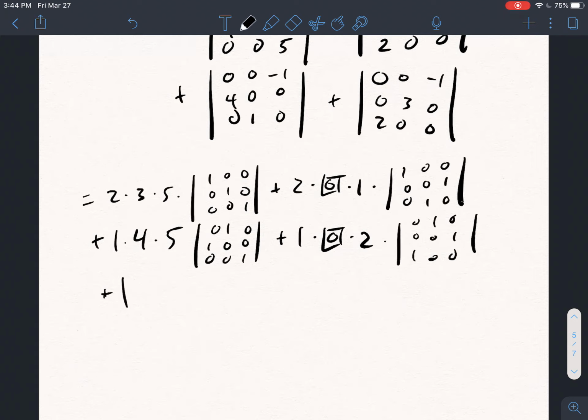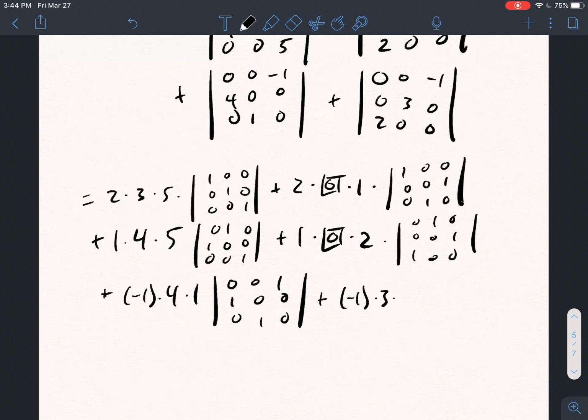This one I'll have a 0, 0, 1. Should factor stuff out first. Negative 1 times 4 times 1 times 0, 0, 1, 1, 0, 0, 0, 1, 0, plus negative 1 times 3 times 2 times this matrix.